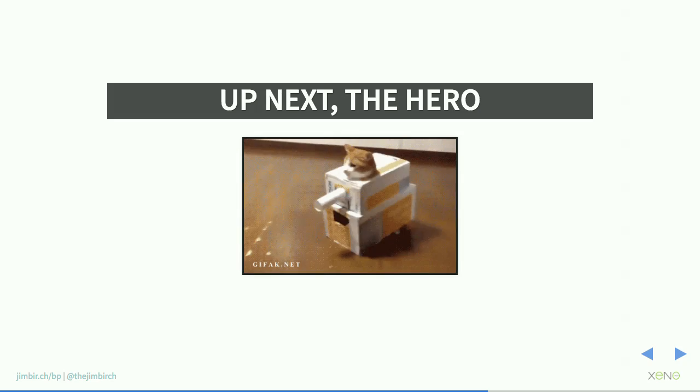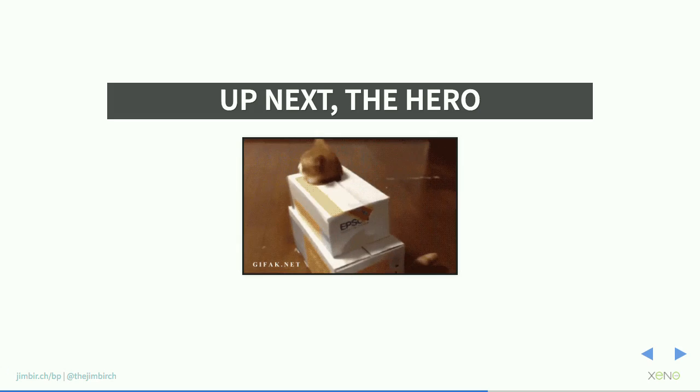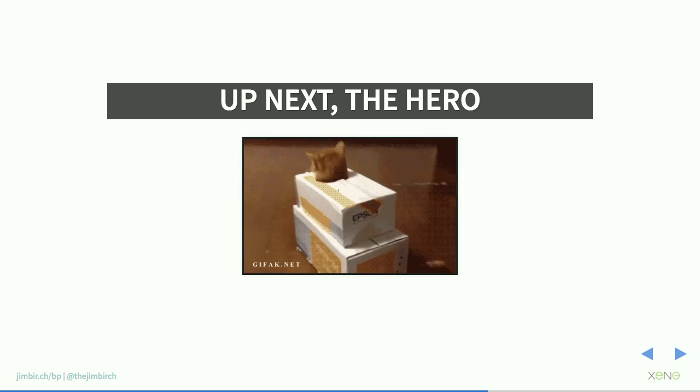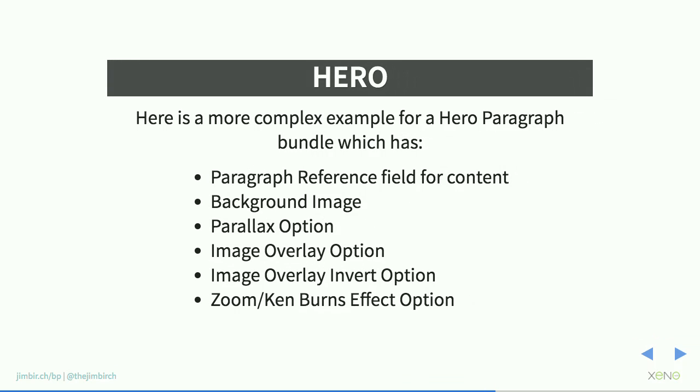The next one, we're going to do a hero, a big splash at the top of the page, and also a kitty in a tank. The hero's a bit more complex. I built this to solve a lot of different things. It has a paragraph reference field for content. It has a background image, and then it has 4 options. It has a parallax option and a zoom/Ken Burns effect, where it just subtly fades in or fades out. And then it has an image overlay on that background.